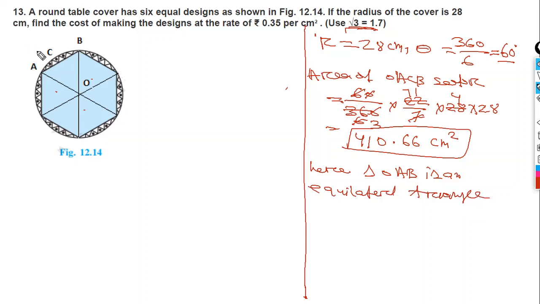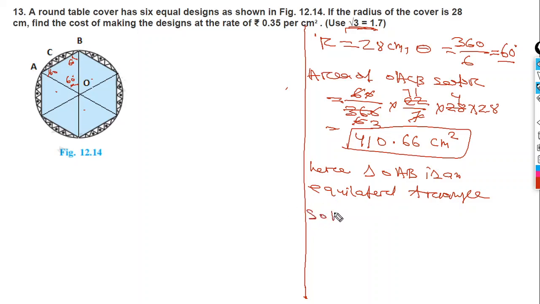Why is it an equilateral triangle? We have this angle equal to 60 degrees. Now OA equals OB, therefore these two angles, angle A and angle B, will be equal. Now one angle is 60, so they will definitely each be 60, as both are equal since OA equals OB. So triangle OAB is an equilateral triangle.